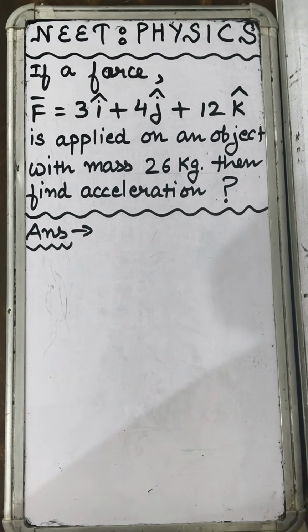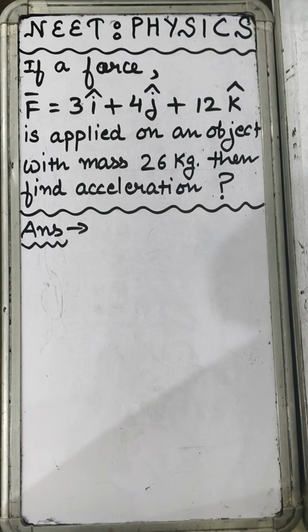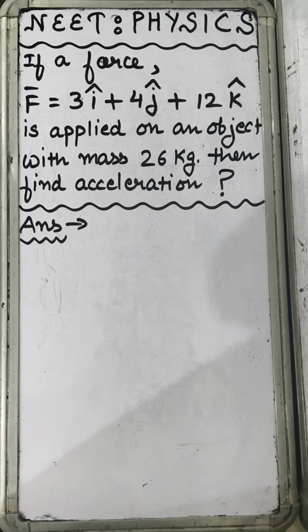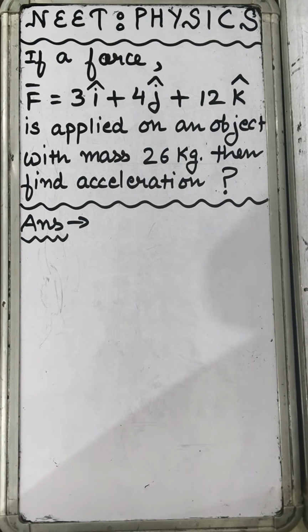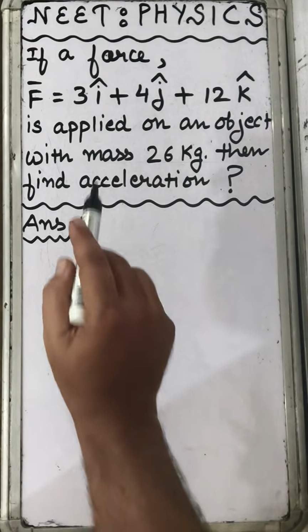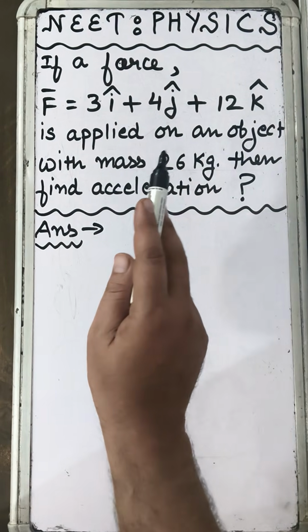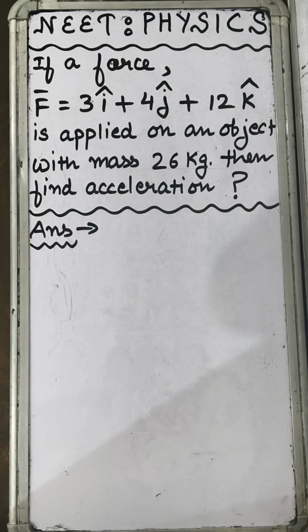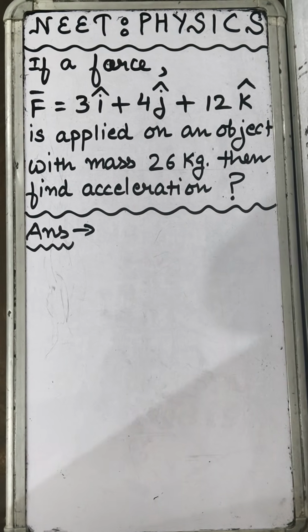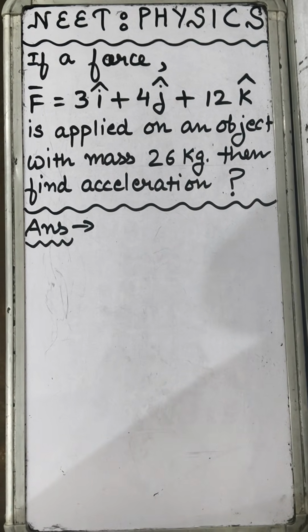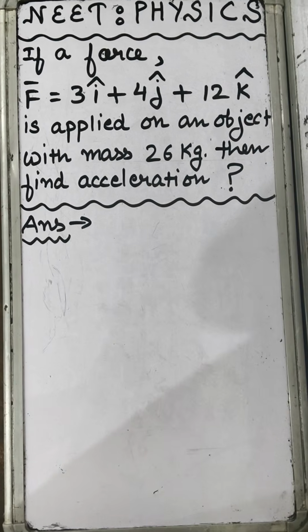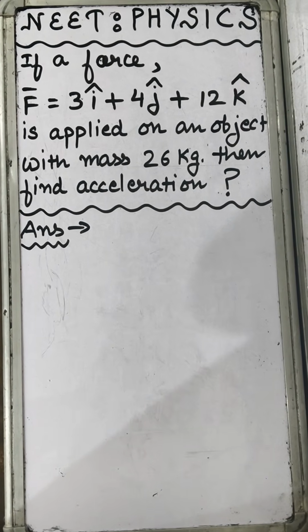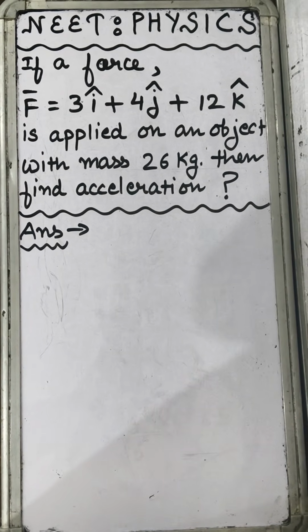There is a very good question of class 11 physics and the language is like this. There is an object on which the force is given as 3i cap, 4j cap plus 12k cap. The unit will be in Newton. It is not written in the question, but obviously it has to be like this. On the object, the force is acting like this. It is in vector form. And the mass of the object is being given as 26 kg.